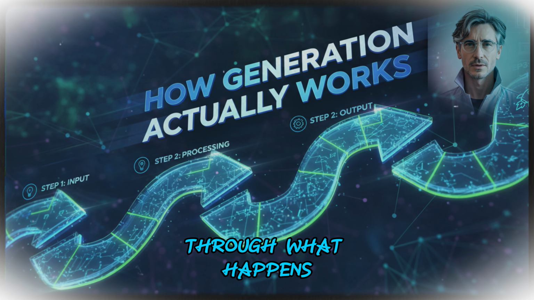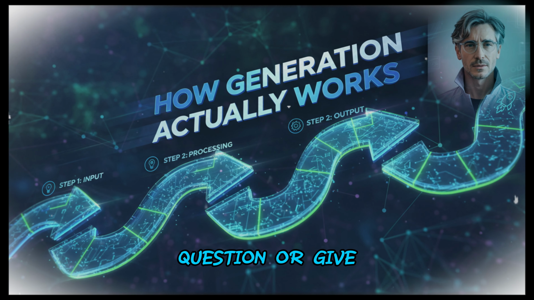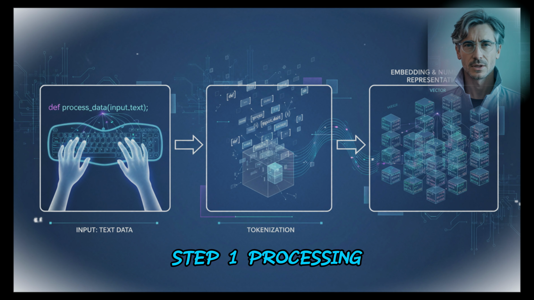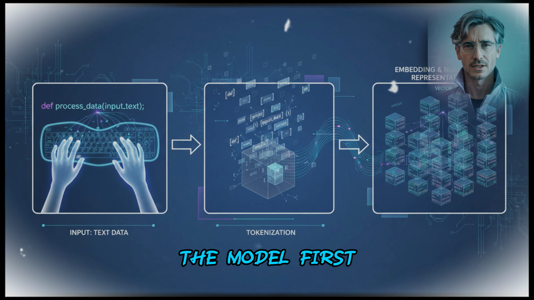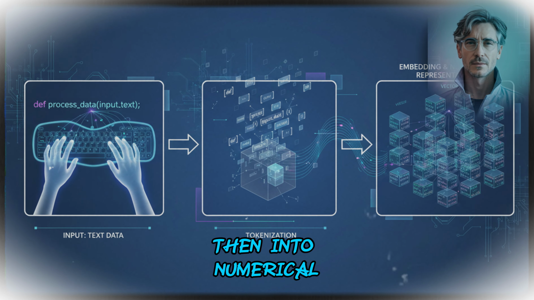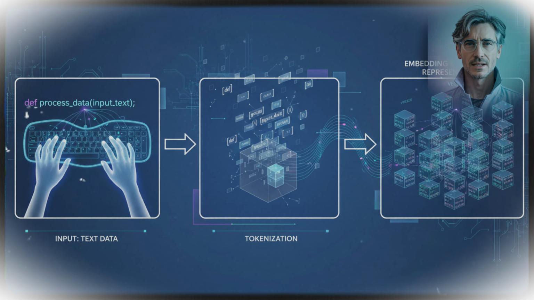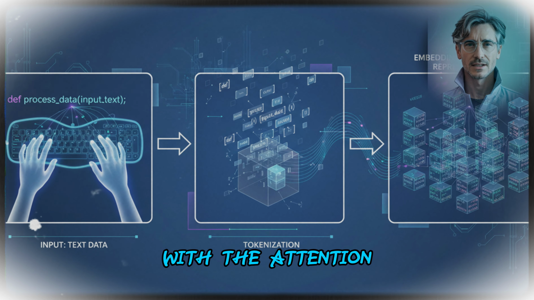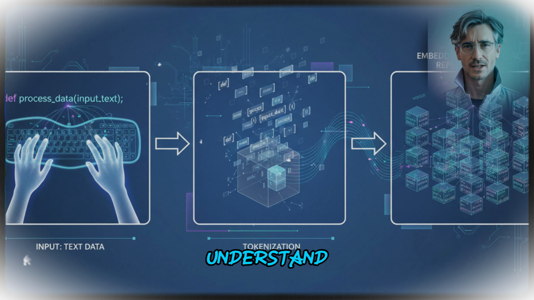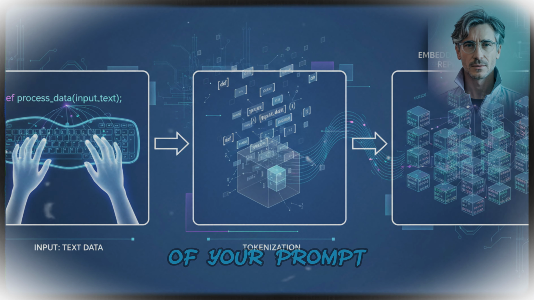Now let's walk through what happens when you ask an LLM a question or give it a prompt. Step 1. Processing your input. When you type a prompt, the model first converts it into tokens, then into numerical representations. These numbers flow through the layers of the neural network, with the attention mechanism helping the model understand the relationships between different parts of your prompt.